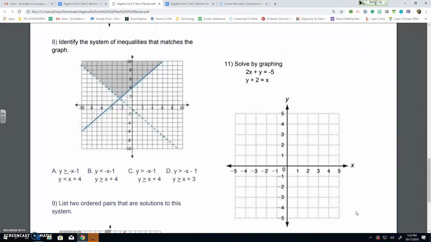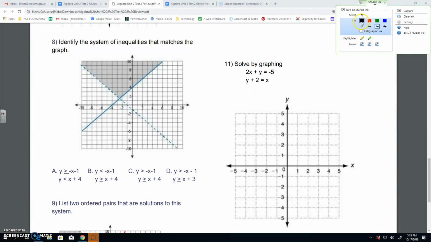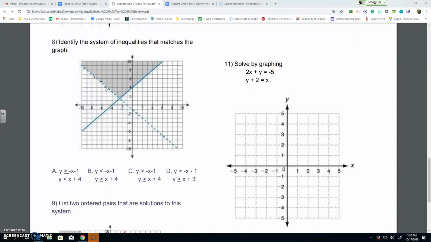Alright, number 8 is a lot of reasoning. I think it's kind of just logic here. If you look at number 8, just read what it tells you. Use the graph to help you with this. Like if you look, we know that this is a dotted line, right? And this is a solid line. So a solid line means that it has to be less than or equal to or greater than or equal to, right, for it to be solid. And then a dashed line has to be less than or greater than.